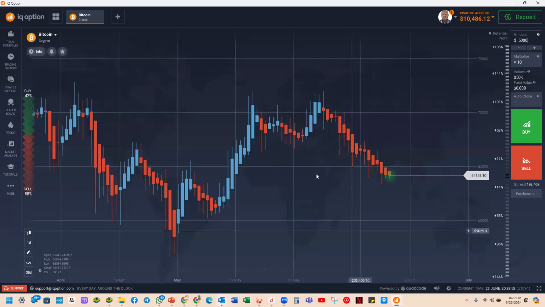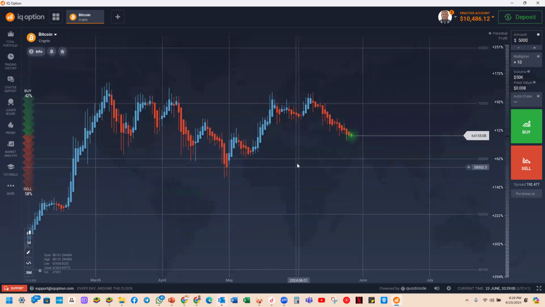Then this is IQ Option. IQ Option is a broker. Okay, and they don't use MetaTrader 4. They decided to use their own trading platform. This is their trading platform. Okay, and this trading platform has everything you need to trade the market.